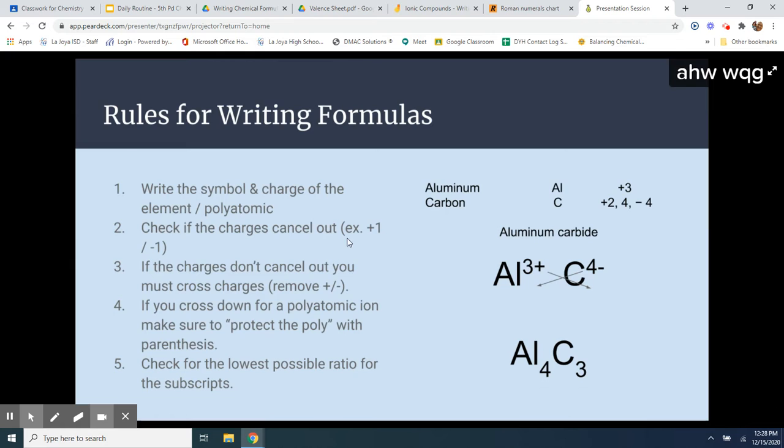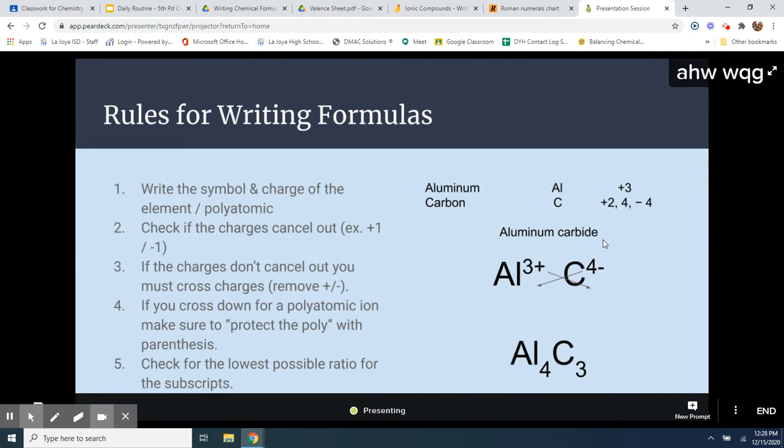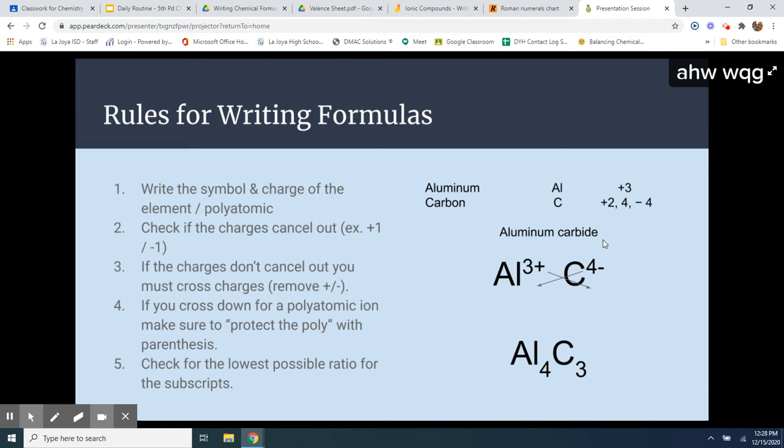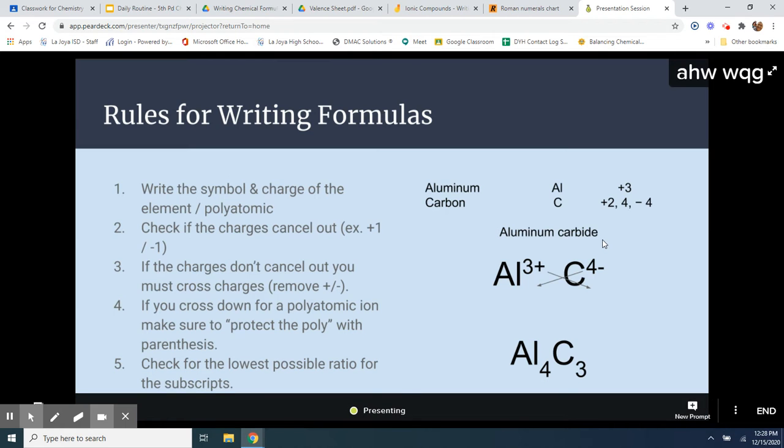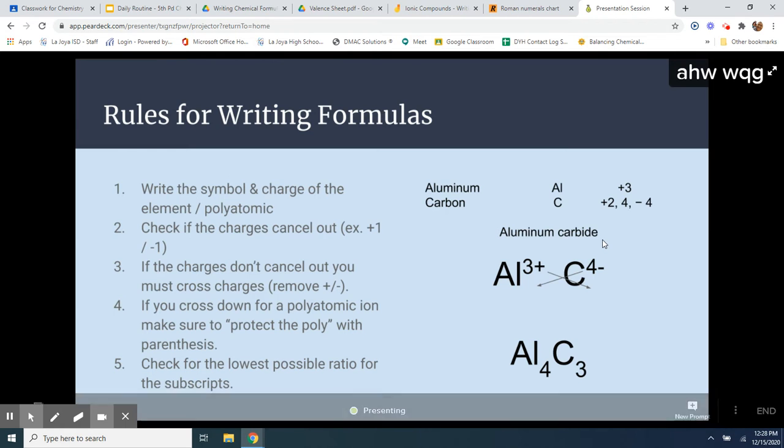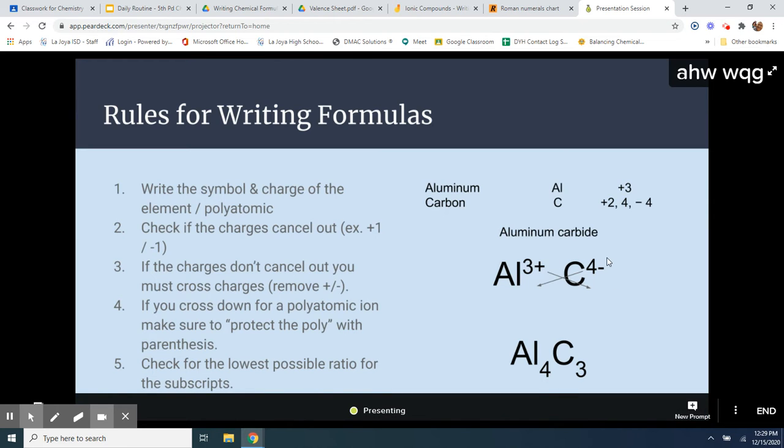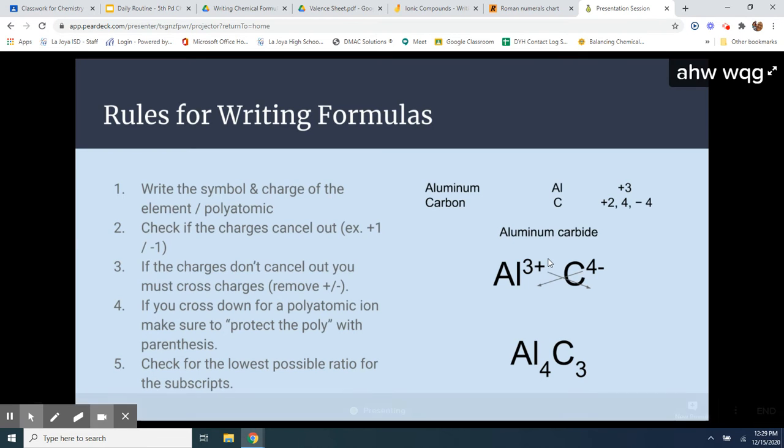Okay? And here you have an example. If you have aluminum carbide, Al +3, C -4. Step 2, well, we're still going to check if the charges cancel. But will they cancel? Definitely not. This +3 does not match the -4. If it would have been +3 and -3, they would cancel out, and then you would just write AlC. But they don't cancel out. You got a 3 and a 4. You have to move on to step 3 or rule 3.